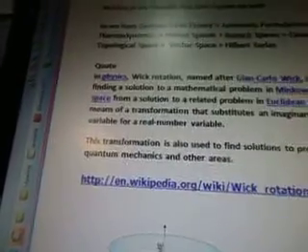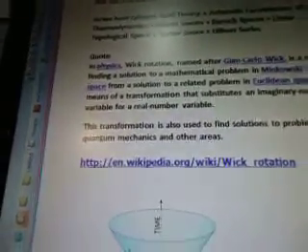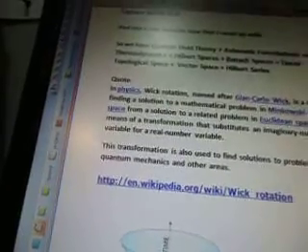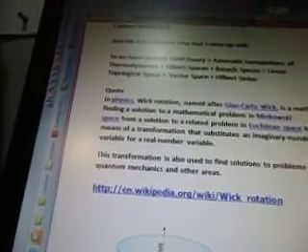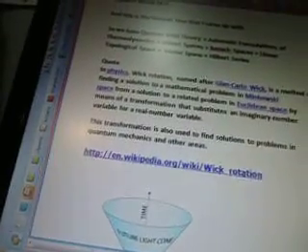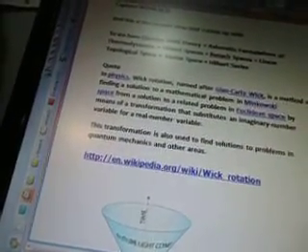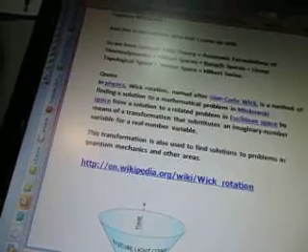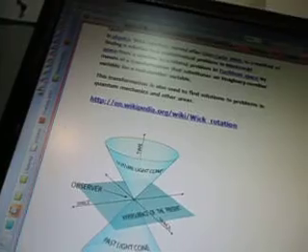Quote, in physics, Wick rotation, named after Giancarlo Wick, is a method of finding a solution to a mathematical problem in Minkowski space. Of course, that came up a lot. In Euclidean space, another keyword that came up. And of course, I've probably told you this definition 100 times by now. So this transformation is also used to find solutions to problems in quantum mechanics and other areas. So quantum mechanics comes up again too.